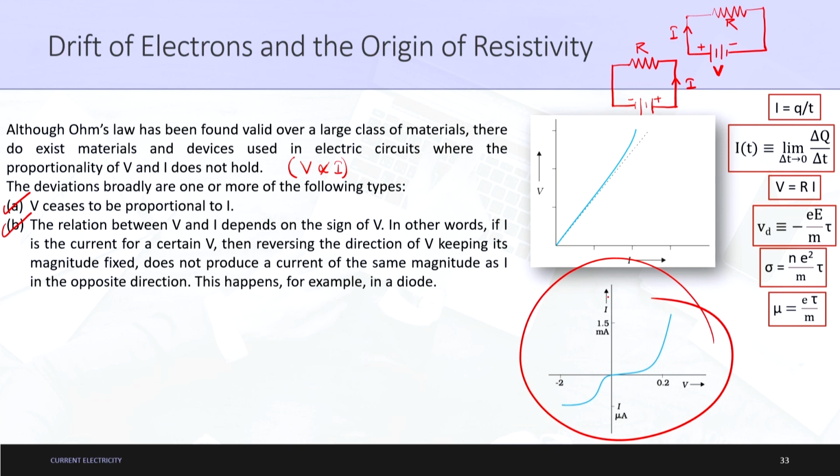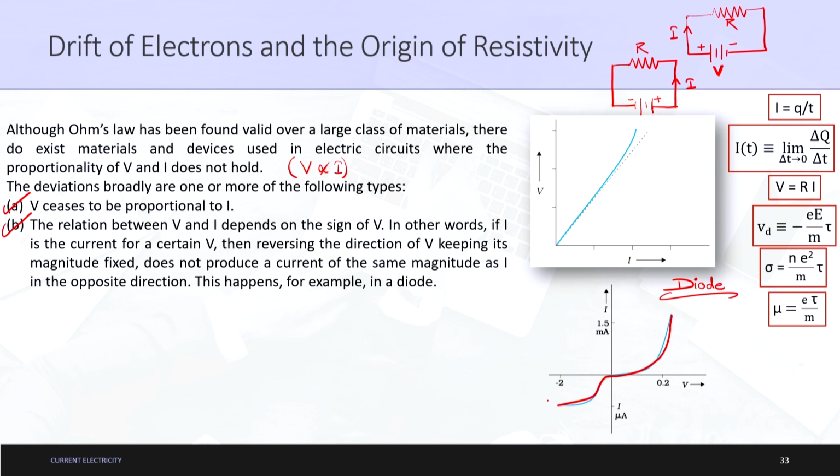The example of this graph is called a diode. You will get to know about the diode concept in the chapter on semiconductor devices, but for now just listen to this concept, that there is something called a diode. Diode is a device. If I try to reverse the current in the diode, then the resistance which it offers is non-linear.